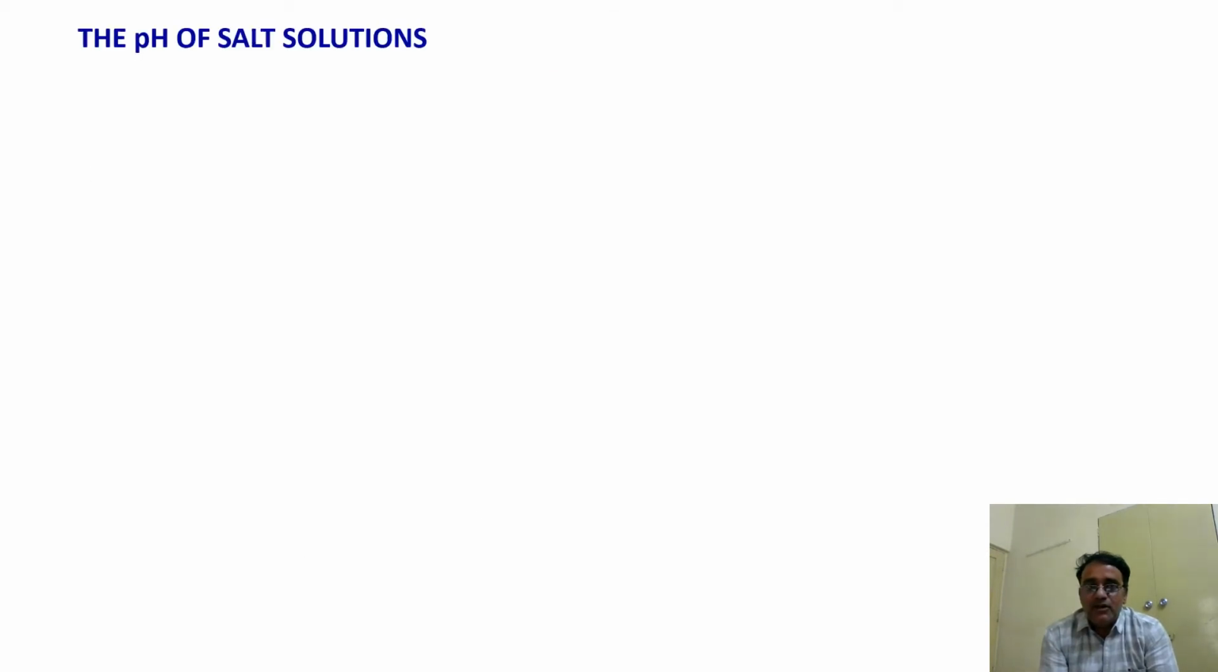Okay, so now the next topic is pH of salt solutions. Now this is very important. A salt is formed by the reaction between an acid and base, that we have already seen. So what we expect is that a solution of salt in water will be neutral towards litmus, because of that neutralization.